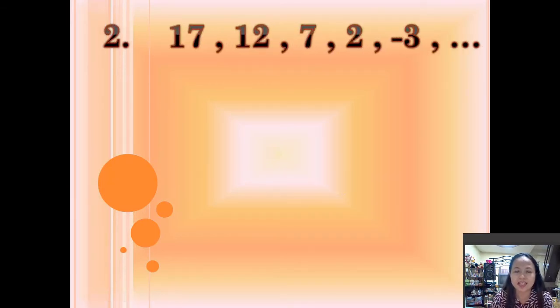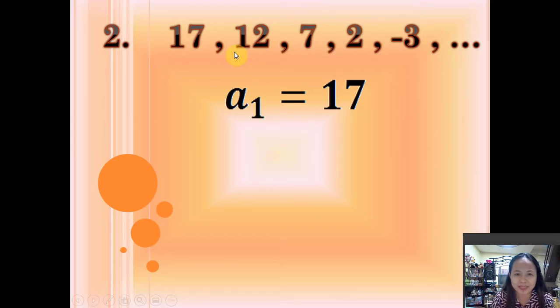Next, we have the second example. 17, 12, 7, 2, and negative 3. Now, what do you think is the first term? It's simply 17, of course, because it comes first. That's the first term. Common difference. Subtract the first term from the second term. 12 minus 17, it's negative 5. 7 minus 12, that's negative 5. 2 minus 7, that's also negative 5. And negative 3 minus 2, that's also negative 5. So what do you think is our common difference? So our common difference is negative 5.